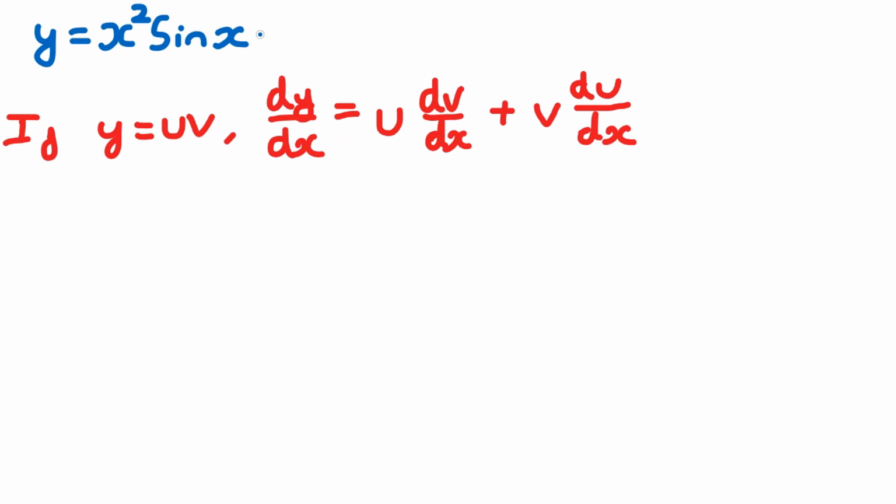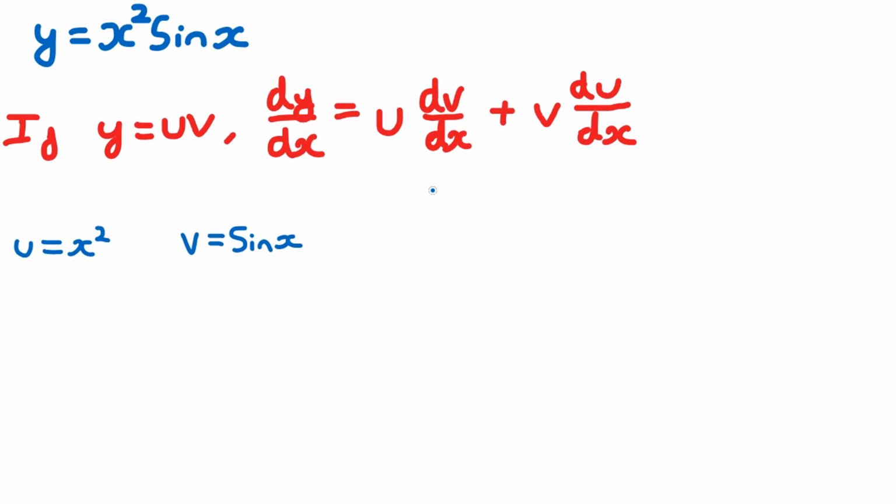So the best way to explain this is to do this example here. So hopefully you can see that y is equal to x squared sin of x is of the form y is equal to uv. It's two terms multiplied together. Here it's u multiplied by v, and here it's x squared multiplied by sin x. So therefore u is equal to x squared and v is equal to sin x.